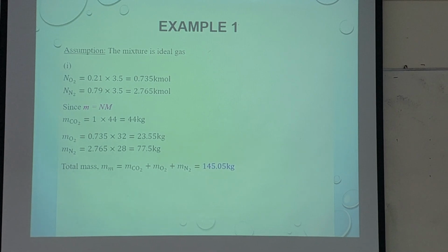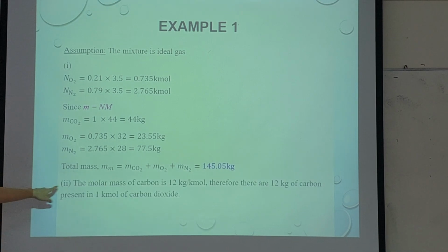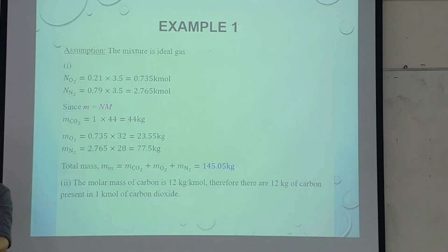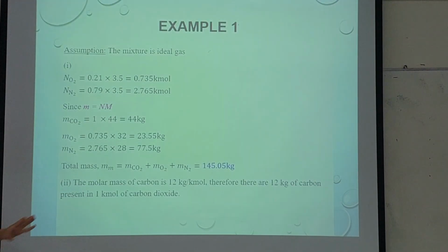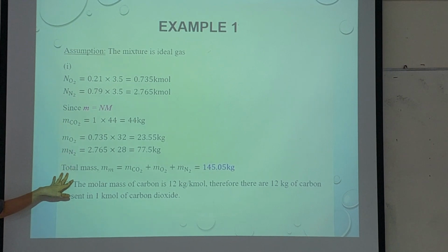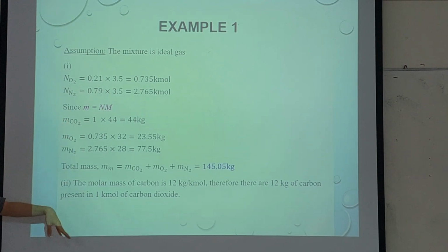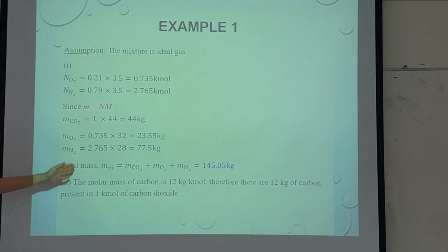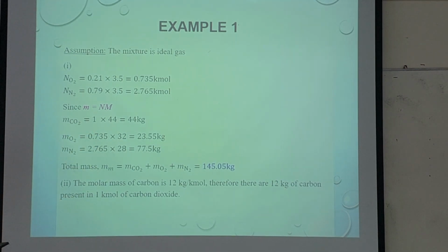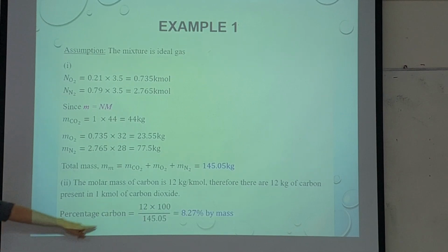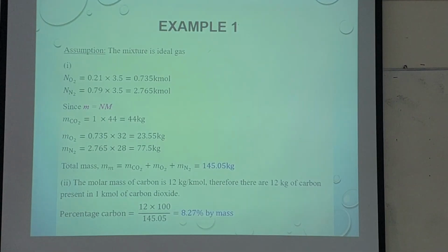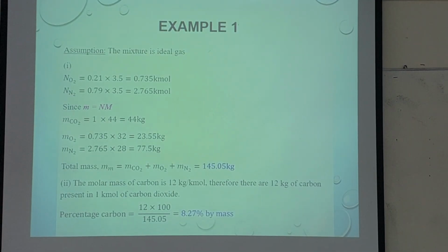So for part 2, you need to find the mass percentage of carbon over the total mass. Basically, you want the mass fraction of carbon only, not carbon dioxide, just the carbon. But we know that carbon is 12, right, out of that 1 kilomole. So you can directly use 12 kg. So 12 over the total multiplied by 100%, you get the percentage by mass. The 100 is just 100%, I forgot to write the percentage.